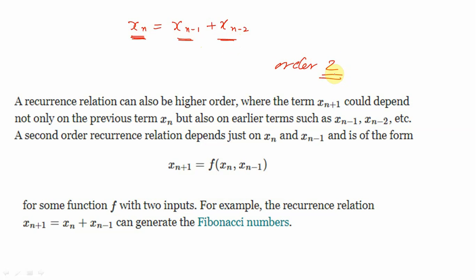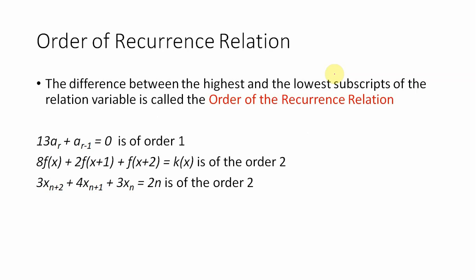So essentially speaking, what do we mean by the order of a recurrence relation? The order of the recurrence relation can be understood in two ways. One, how many previous terms of the series are being used to find out the nth term. Or if I want to formalize the statement, I can say that the order of the recurrence relation is the difference between the highest and the lowest subscripts of the relation variable.